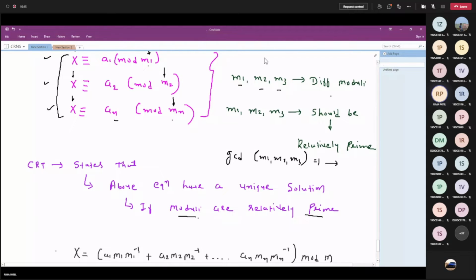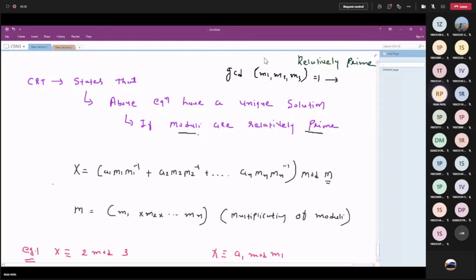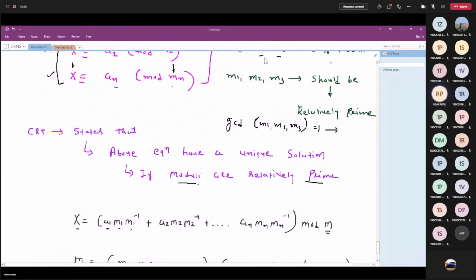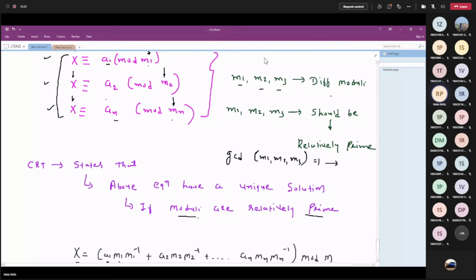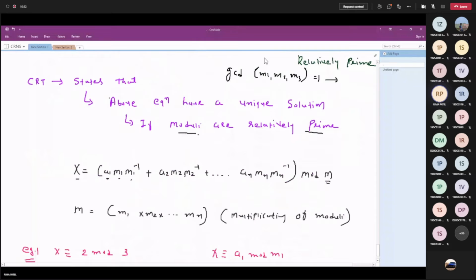In order to find the value of x, you can write like this. This is your final equation: x equals a1 M1 M1 inverse plus a2 M2 M2 inverse plus up to whatever the number of equations is, so an Mn Mn inverse, mod M. Here it is a1, a2, an, right? I will let you know how to find M1. Once you find M1, you can find the M1 inverse also. I will show you these while discussing the example.